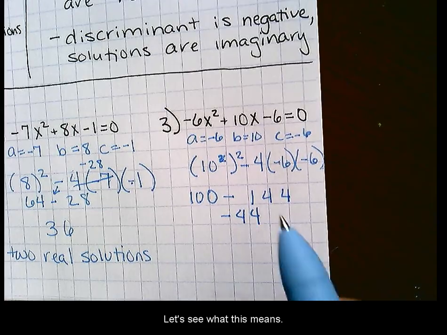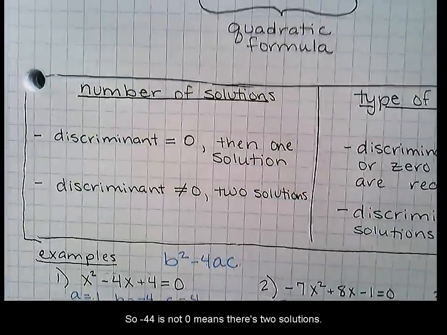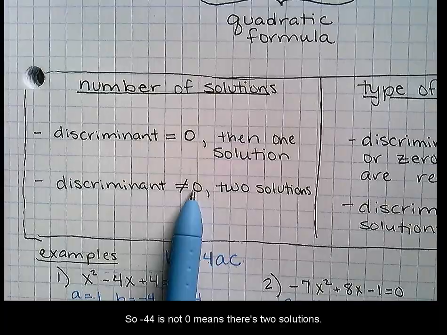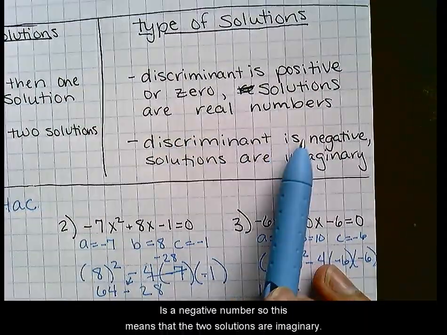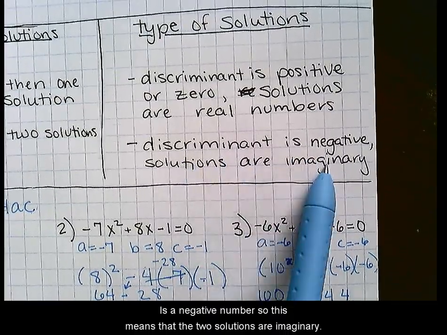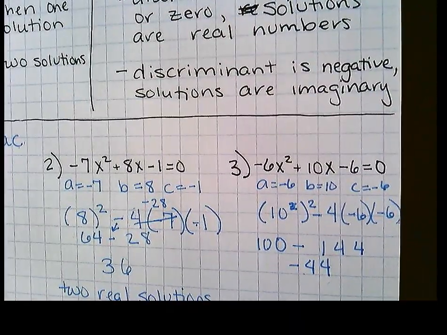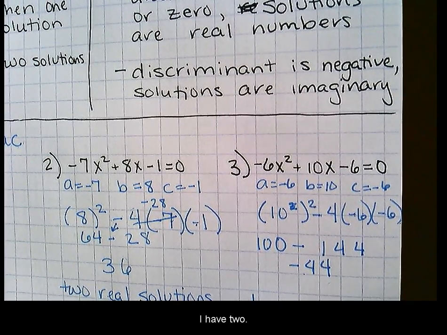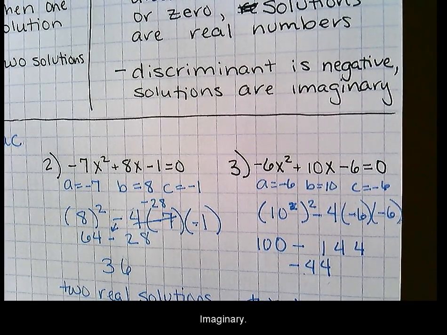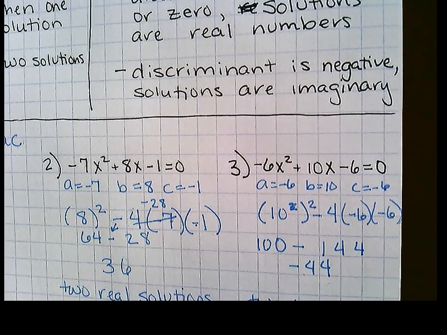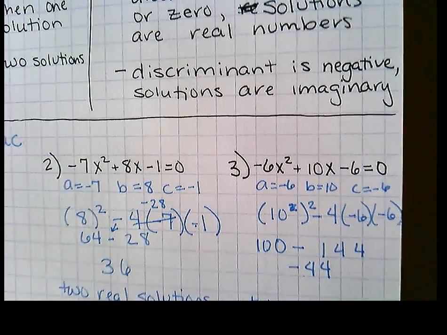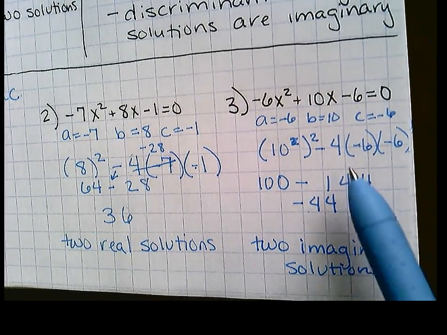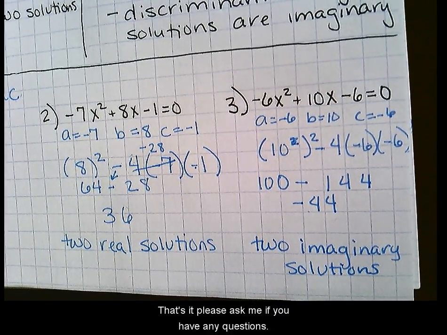Now let's see what this means. So negative 44 is not 0, means there's 2 solutions. It is a negative number, so this means that the 2 solutions are imaginary. So I have 2 imaginary solutions from this problem. Oh, here I wrote it there. Sorry. Okay, that's it. Please ask me if you have any questions.